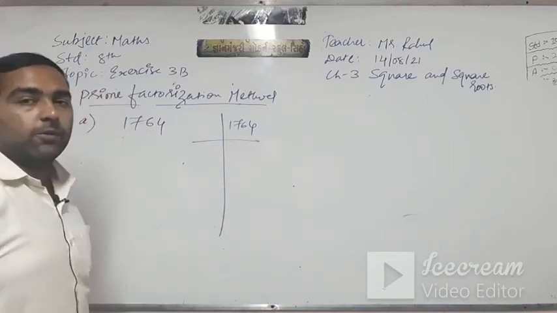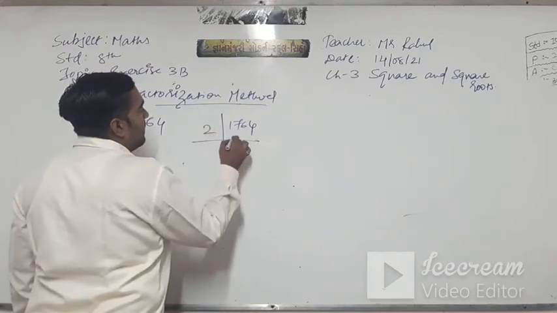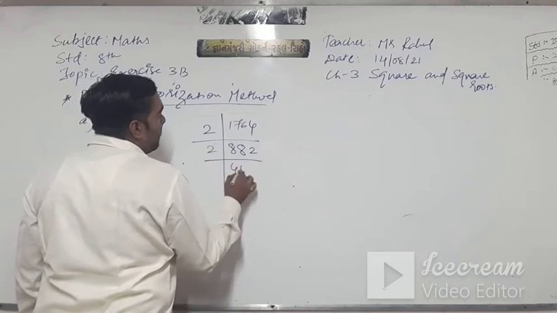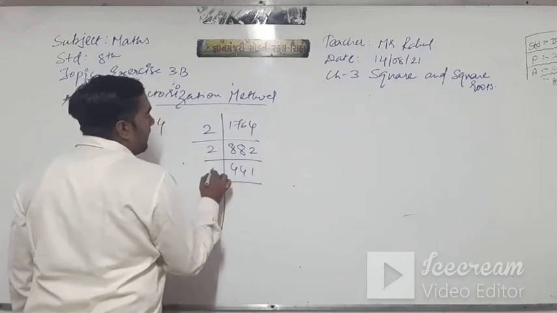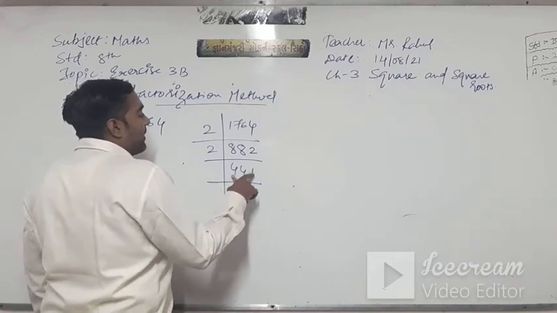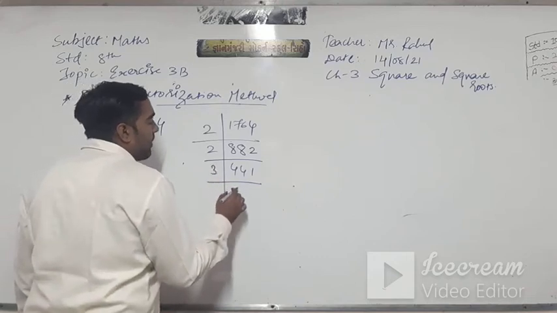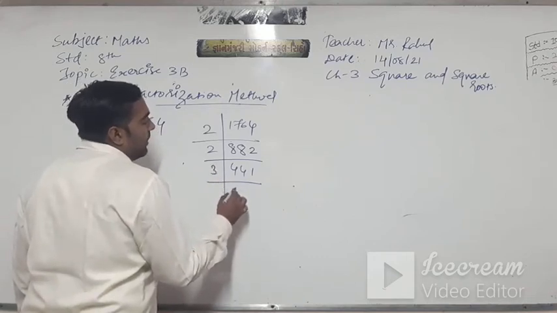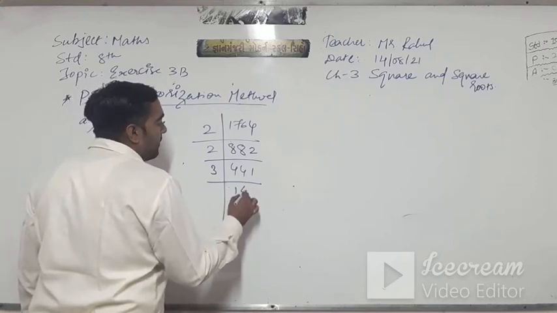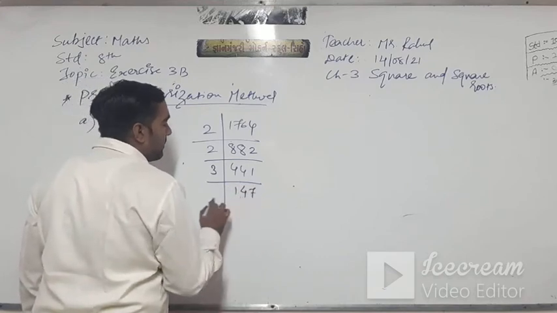Now 1764 is divisible by 2. So 2 8s are 16, 2 2s are 4, 2 4s are 8, 2 1s are 2. Now 441: 4 plus 4 is 8, plus 1 is 9. So 9 is divisible by 3. So 3 1s are 3, 3 4s are 12, 3 7s are 21.